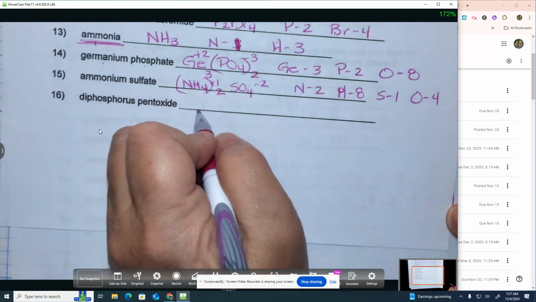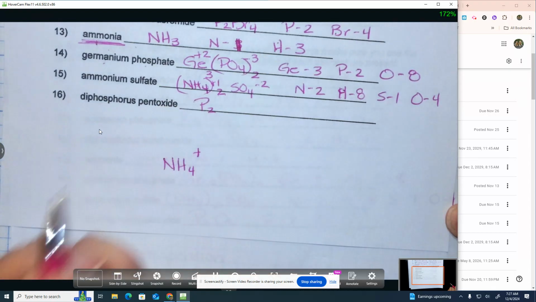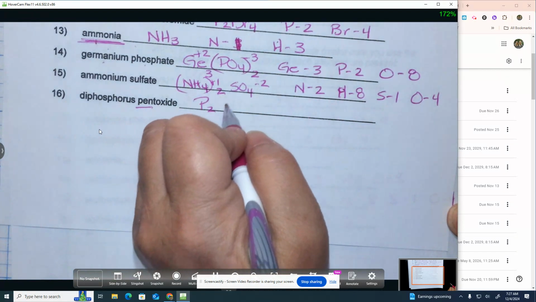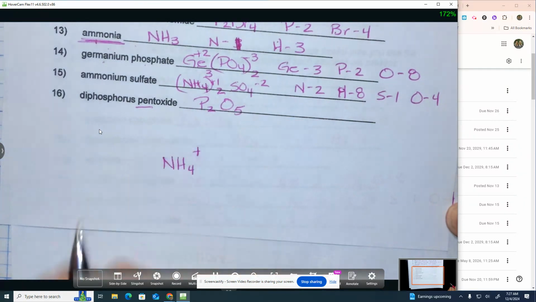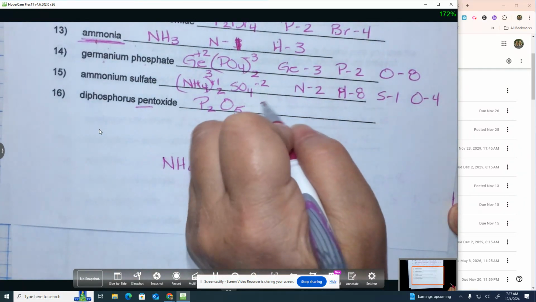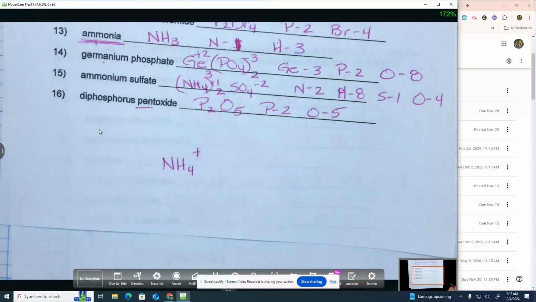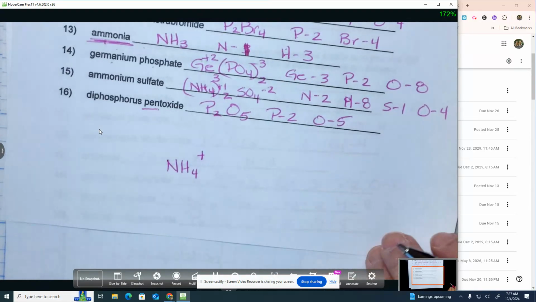Okay. Diphosphorus is 2 P's. Pent is how many? 5. Oxide, O, 5 oxygens. So you got 2 P's and 5 O's. Look at us go!